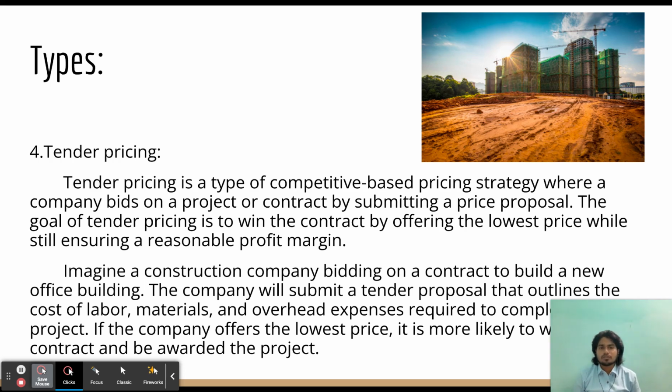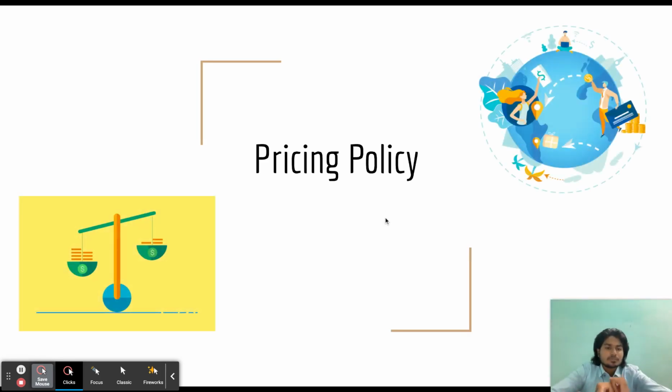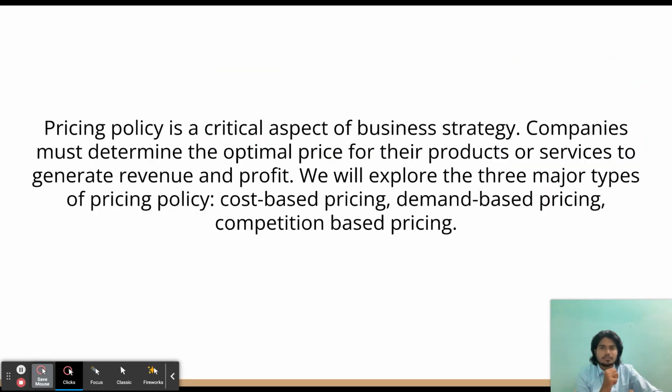Okay, guys. So we have looked into and understood how the pricing policy works, how companies try to change the price depending upon demand and customers, and try to stay at the market average. So we have looked at the three types called cost based, demand based, and competition based, and which companies use them.